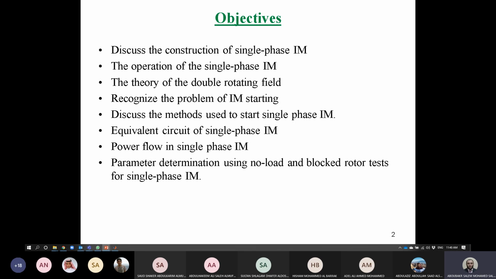So it seems that there is already a problem in starting, and we need to discuss different methods used in starting the induction motor. After that, we need to derive an equivalent circuit for the motor. This is to make mathematical modeling and try to solve some problems with this machine and analyze the motor and observe the response or performance of that machine. Also, we need to discuss the power flow of single phase induction motor, and finally, parameter determination using no load and load rotor test for single phase induction motor.